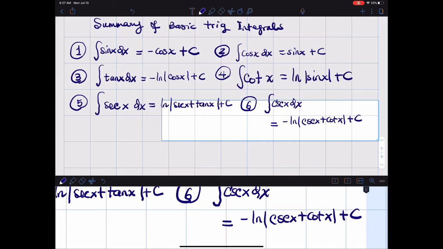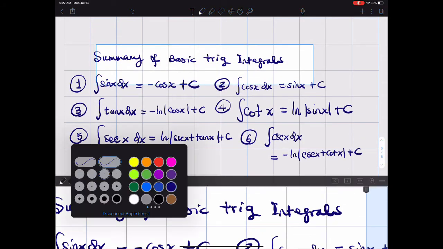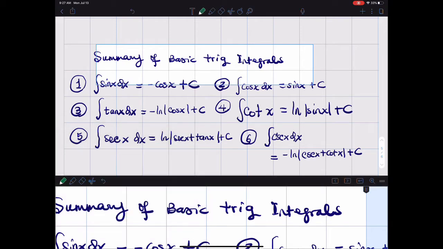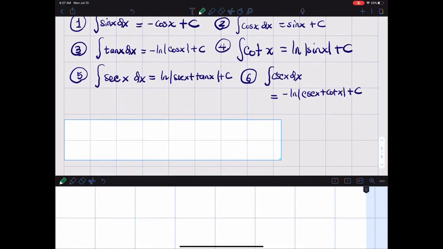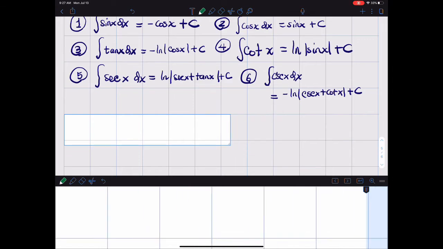Okay. So I call them basic, but maybe only the first two are actually basic, but let's just leave the word basic there. These are really good to know. They're good to remember. I encourage you to remember them.